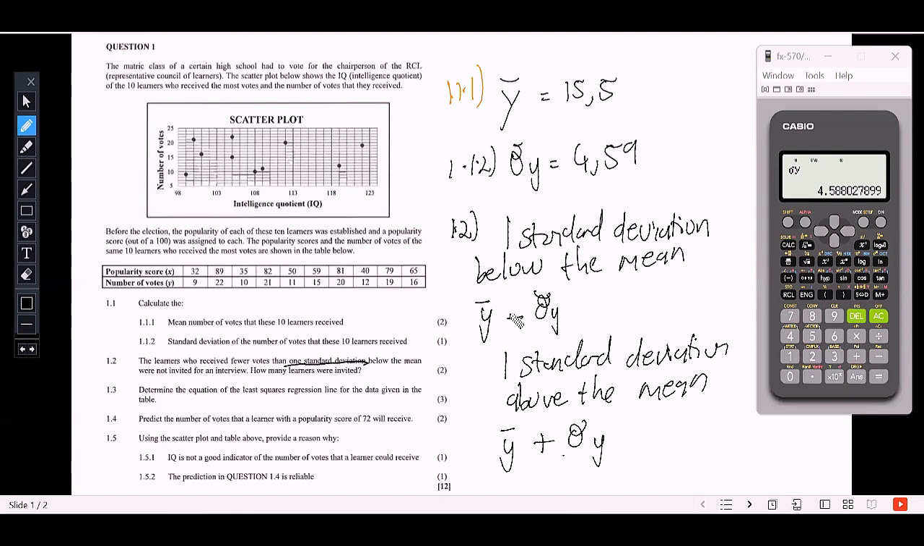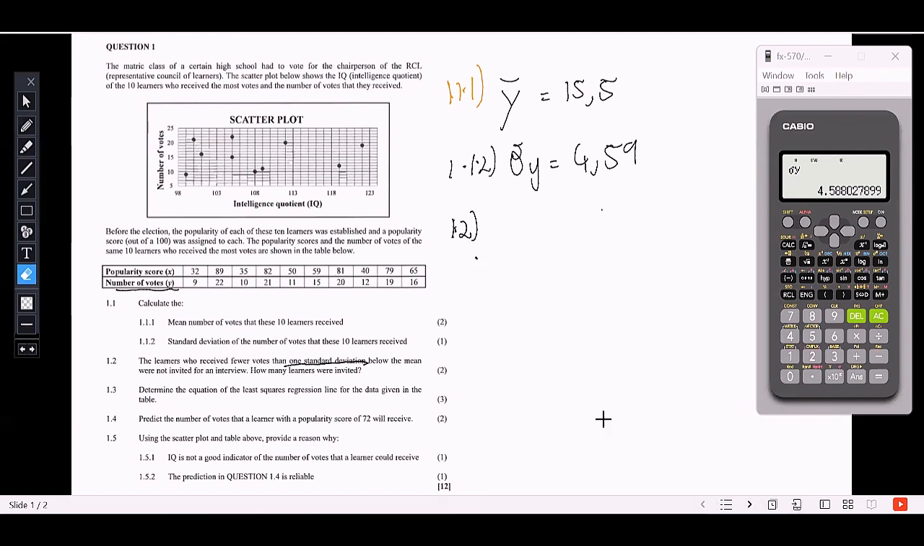But I'm using this one because I'm simply looking at the Y values. If you were looking at the X values, then this would become X bar minus the standard deviation of X, and also here X bar plus the standard deviation of X, right? So please note this somewhere in your book. Now that we understand what needs to be done, let's answer this question.